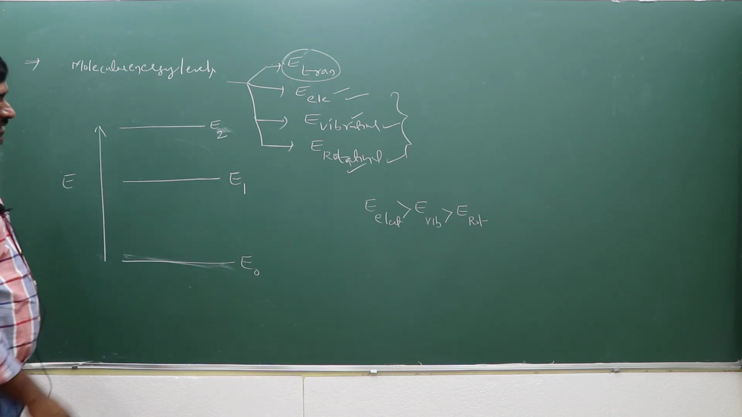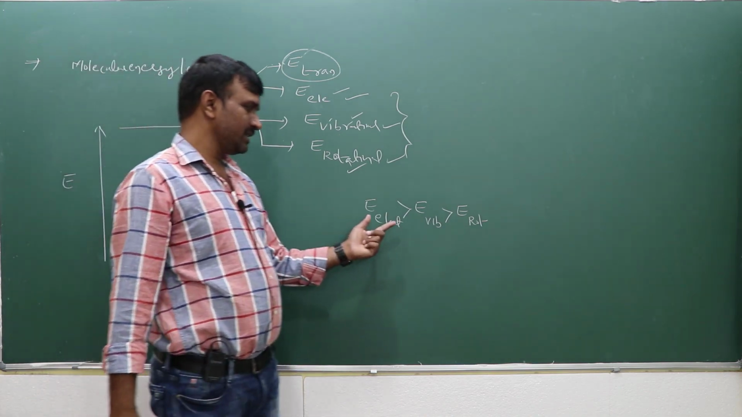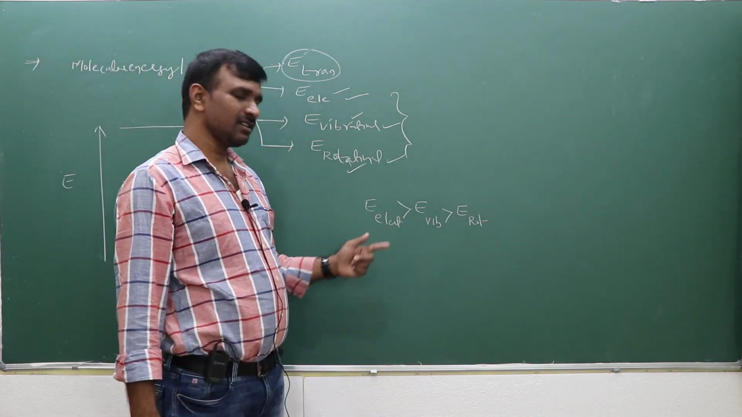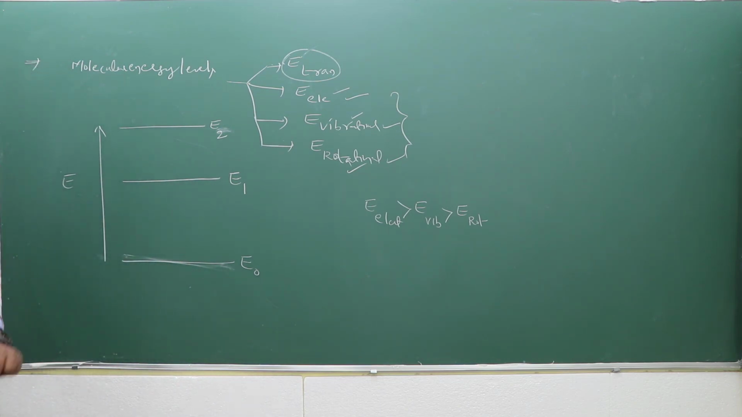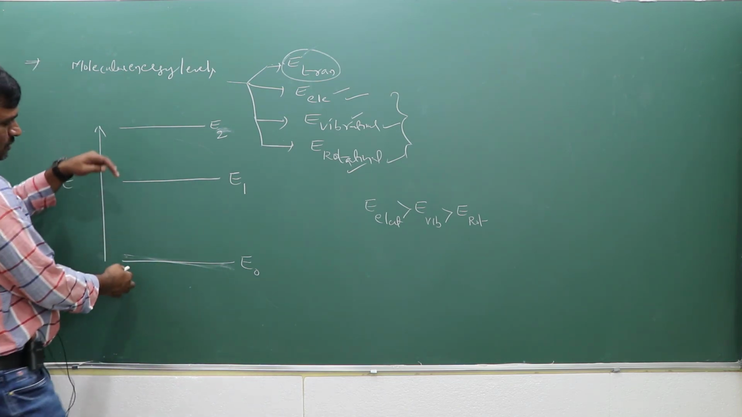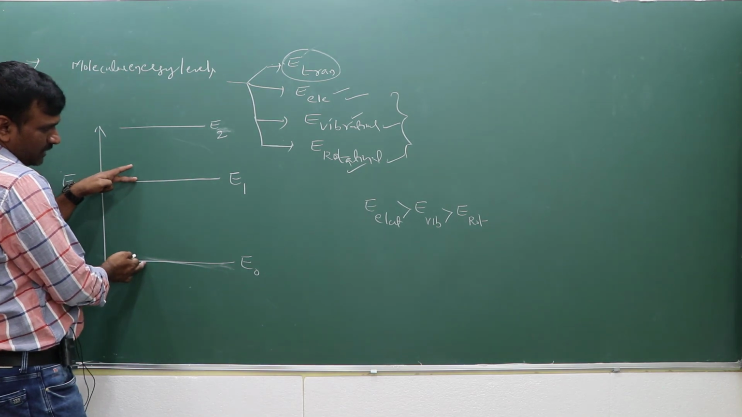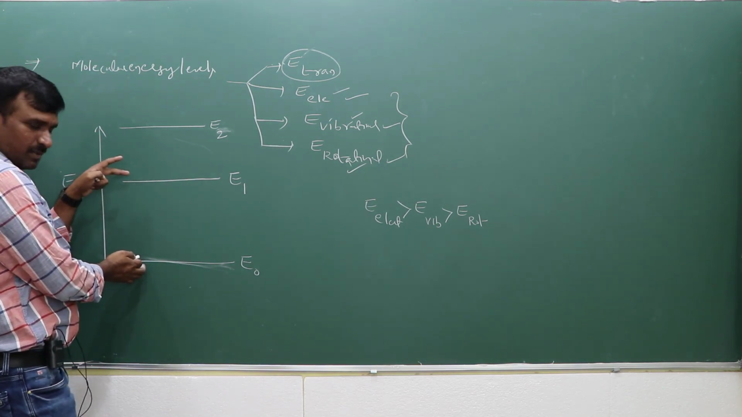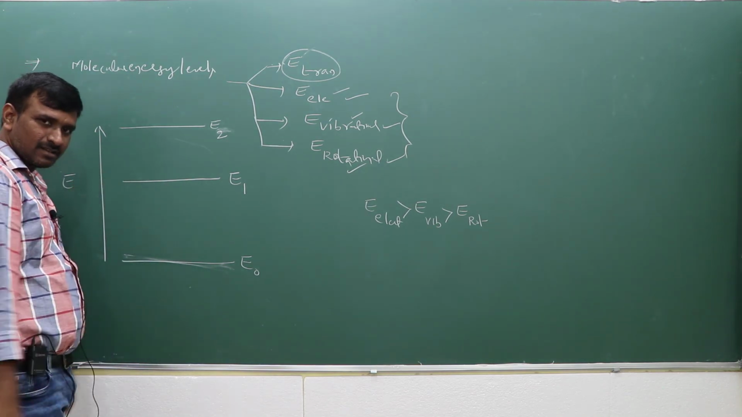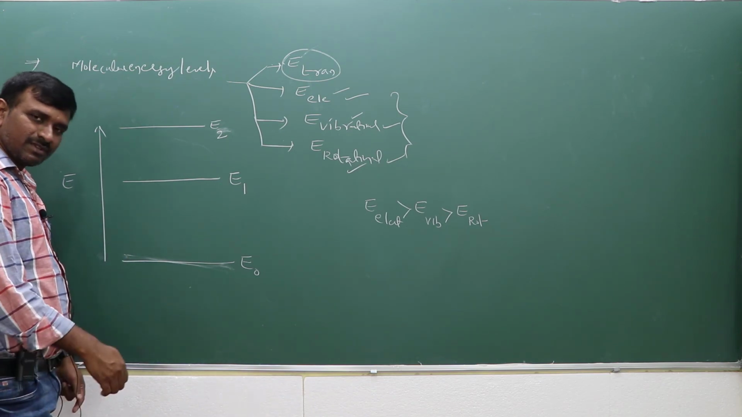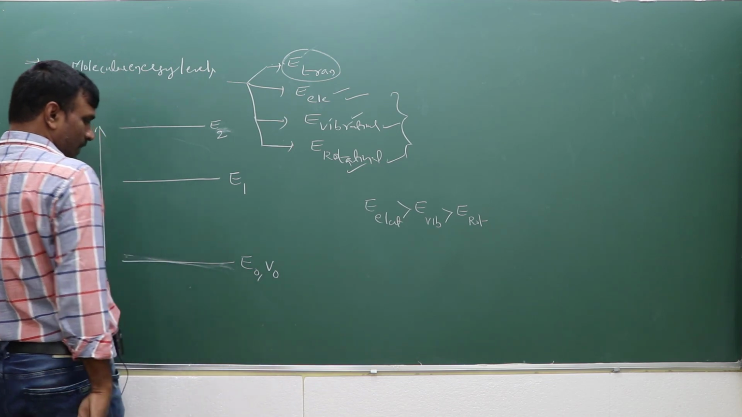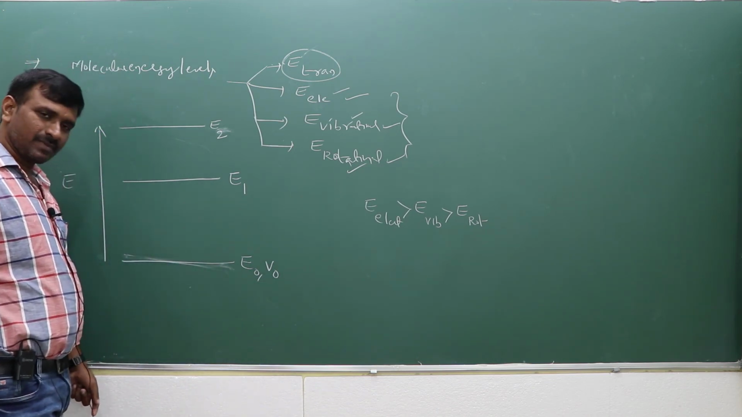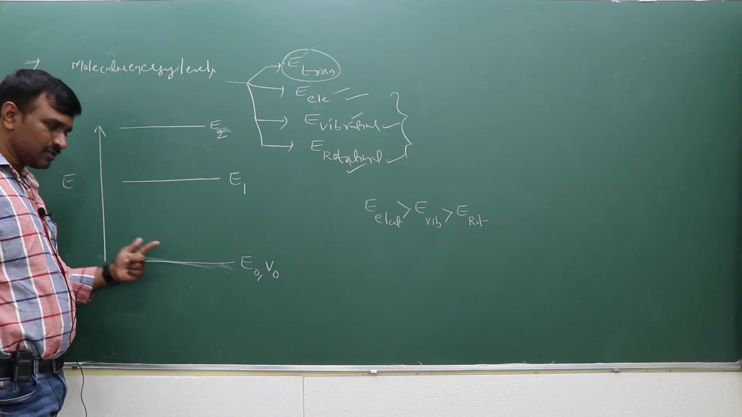Now, the energy gap between the electronic energy levels is larger, which means electronic transitions require more energy. So here, from E0 to E1, between these two electronic energy levels, vibrational energy levels are arranged. So vibrational levels are possible, V0, the ground state vibrational level, again also.